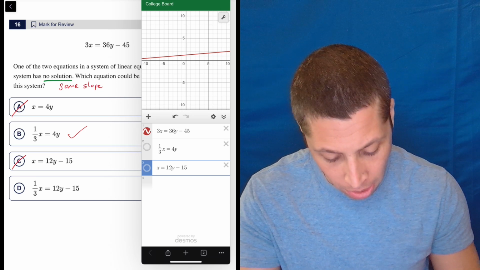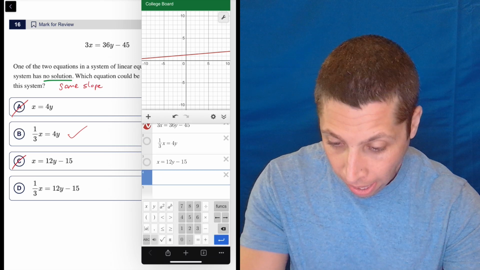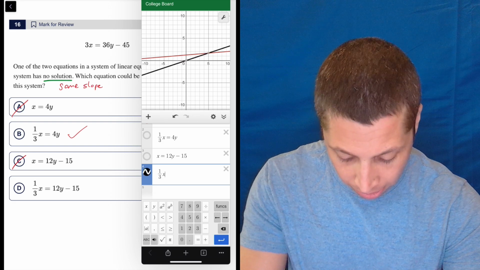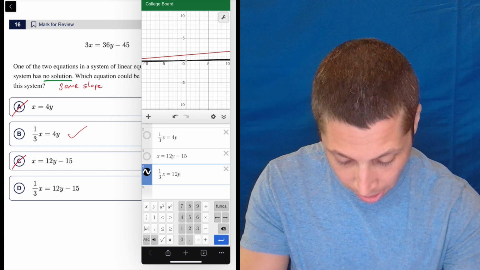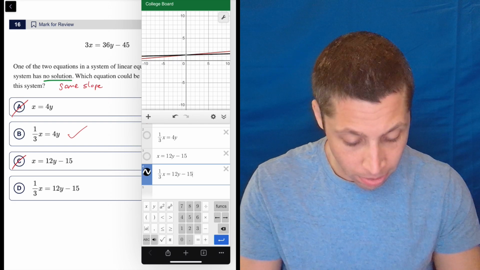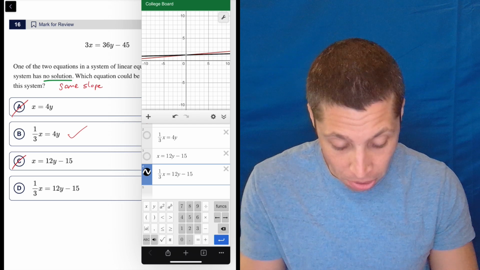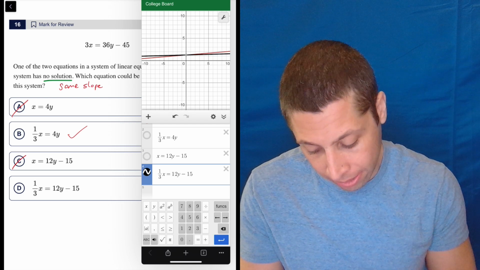So that's gone. I'll leave it on just in case we need it later. And then 1/3 x equals 12y minus 15. Again, they clearly intersect. That's got one solution. So that's it.